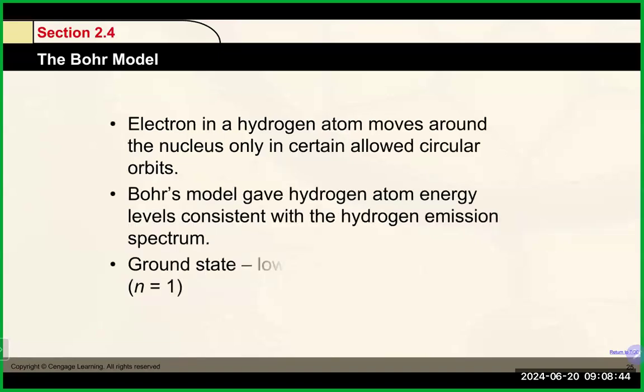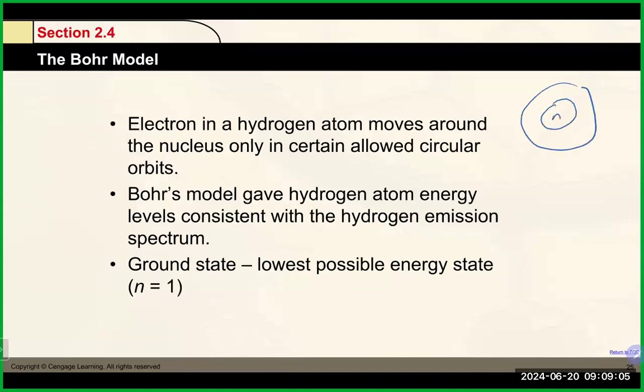Now, this idea of energy and how electrons are moving, especially with hydrogen, is sometimes referred to as the Bohr model of the hydrogen atom. The Bohr model is also sometimes referred to as the planetary model. And the idea here is we have a nucleus and we have these different orbits.